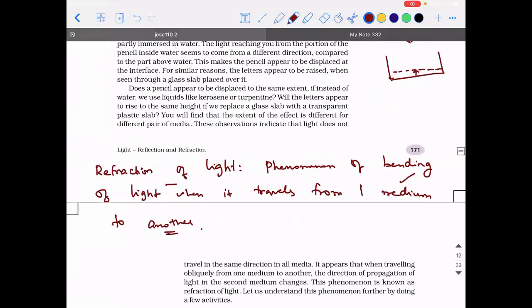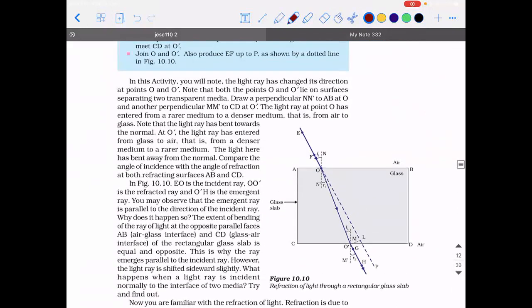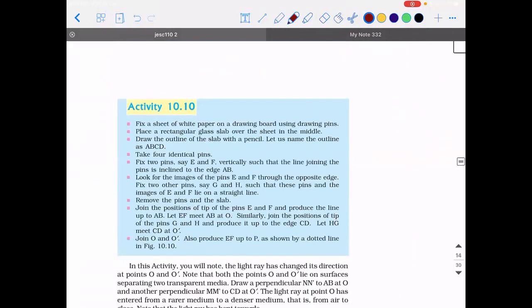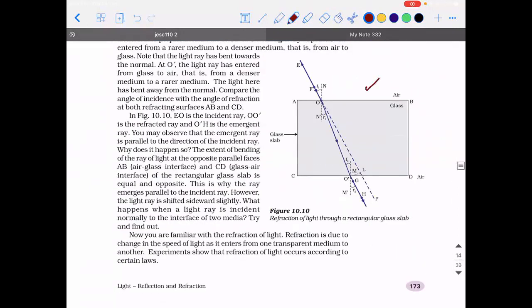Now listen to this carefully. This is the activity they are trying to talk about. So this is the activity which I explained, refraction of light through a rectangular glass slab. And this distance is there, right? You can observe that the incident ray and the emergent ray are parallel.